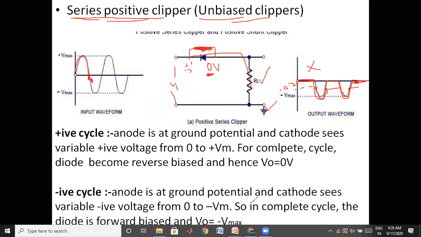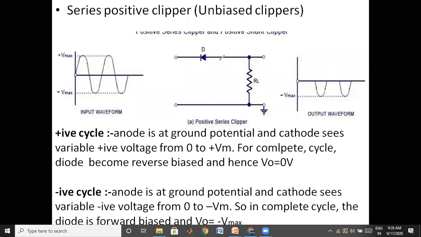A simple concept. When this diode is on, as I said previously, you should remember that in this case the anode voltage is 0, because the anode is connected to the ground. Therefore, the anode is at 0 potential.